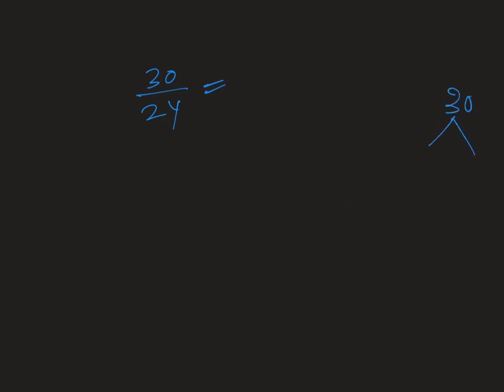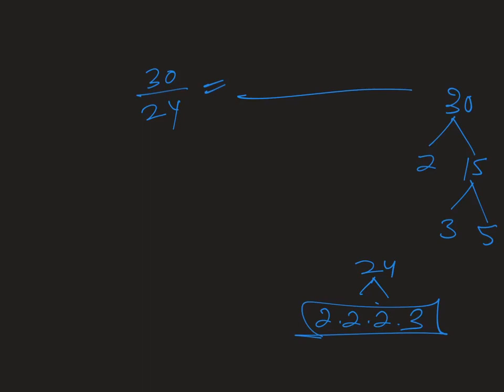You take 30, you break it down, you get 2 times 15. You break it down, you get 3 times 5. You take 24, and of course, we did that earlier. It was 2 times 2 times 2 times 3. So in the numerator, you have 2 times 3 times 5, and in the denominator, you have 2 times 2 times 2 times 3.